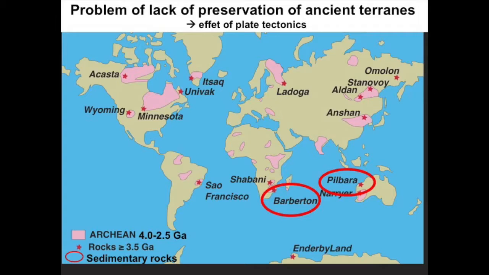We have rocks that are about 3.5 billion years old. And the two areas where we have well-preserved sedimentary rocks are in South Africa, in the Barberton Greenstone Belt, east of Pretoria, and in the Pilbara Craton in the northwest of Australia. And the reason why I mention well-preserved sedimentary rocks is if we want to look for traces of life, life needs water. The best place to look for traces of life are in rocks that formed in water. So this is why it's important.